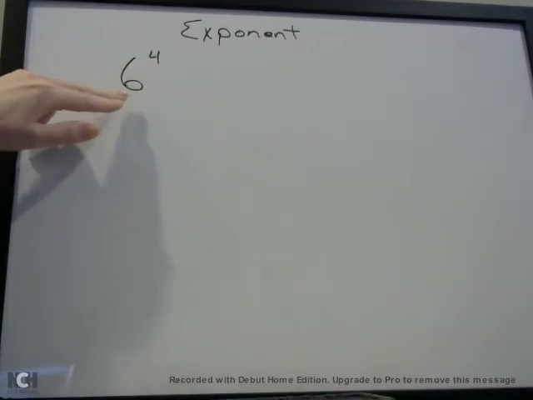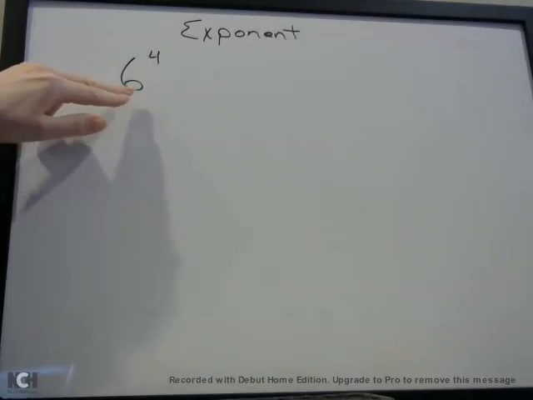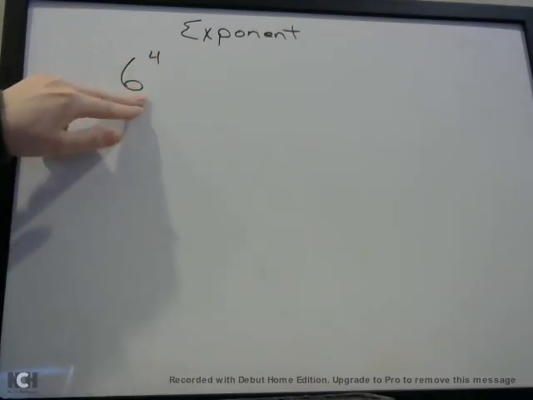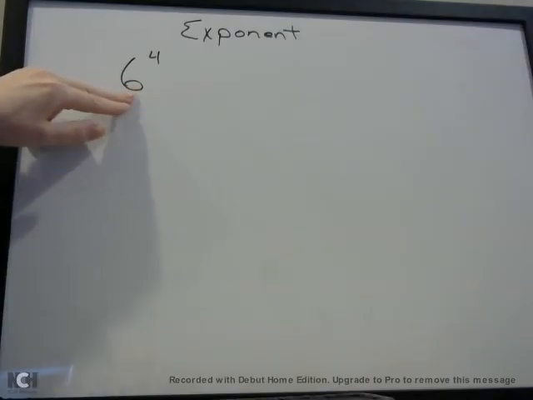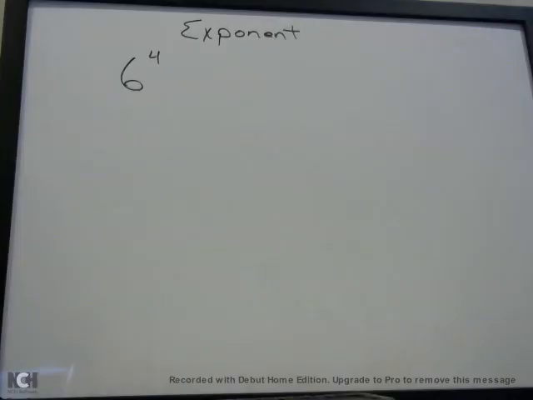Some people, when they see this, will just multiply these together, 6 times 4. That is not what an exponent is, and that's one way they're going to get you on the test. If they ask what is 6 to the 4th power, some people will just do 6 times 4, and one of the multiple choice answers will likely be 24.